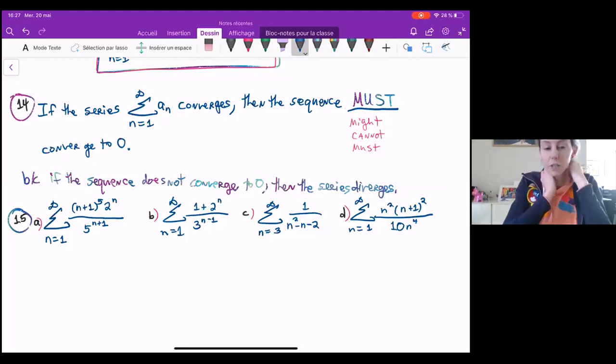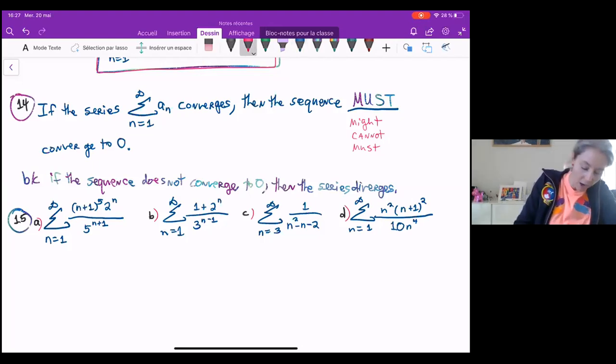What does a p-series look like? C over n to the p. Good, so it's n to the power of a number. I have an n to a number, but do I also have a number to n? So this is not a p-series.